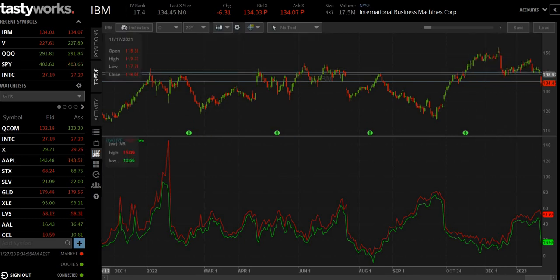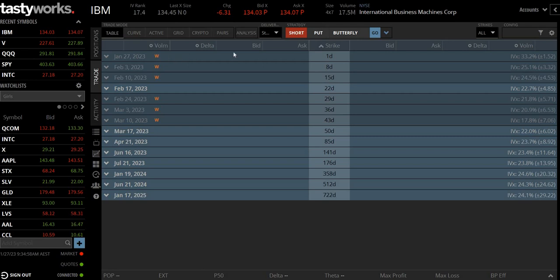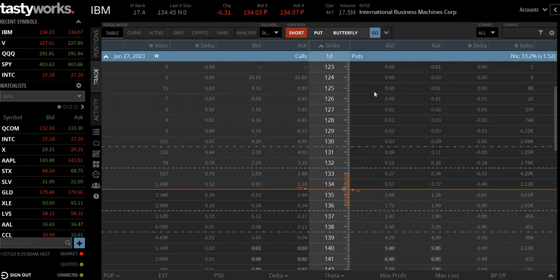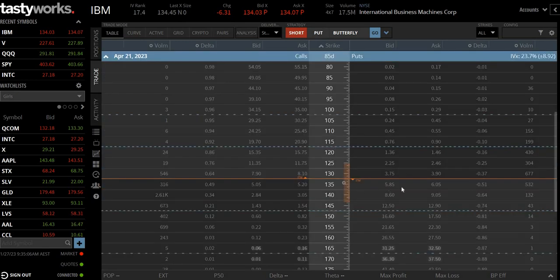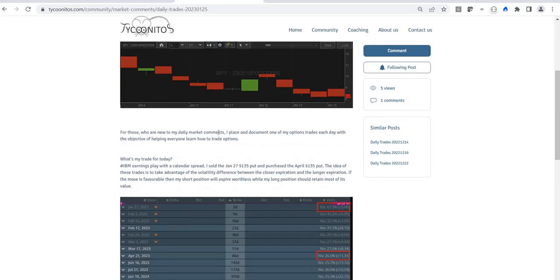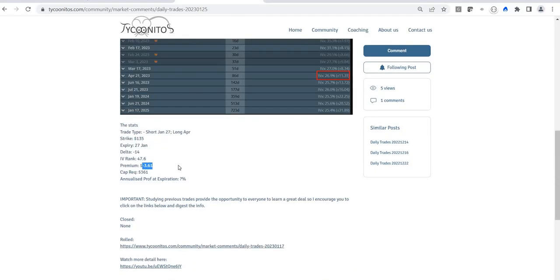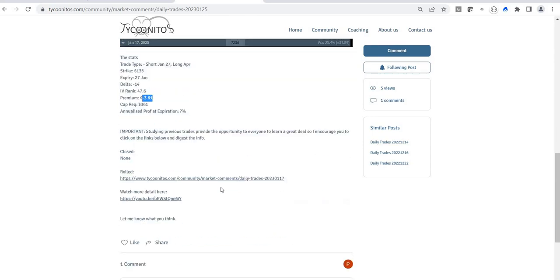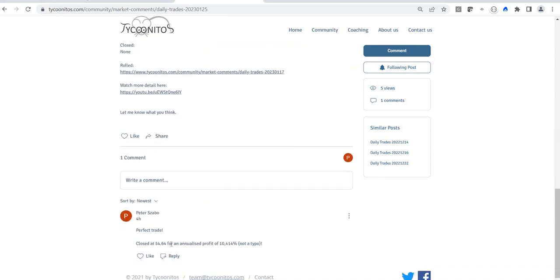I sold the January 27, so expiring this week, $35 put option, and I purchased the April $35 put option, and the deal cost me $3.61, and I was able to close this trade at $4.64. So that's a tremendous over 10,000% annualized return.